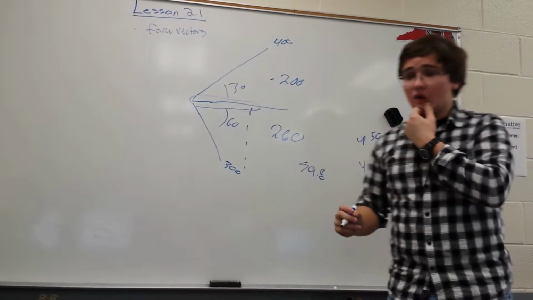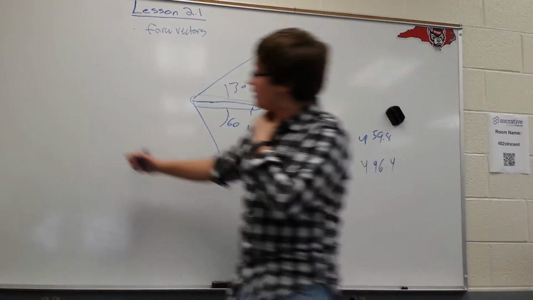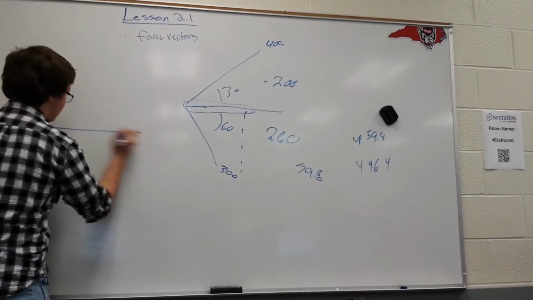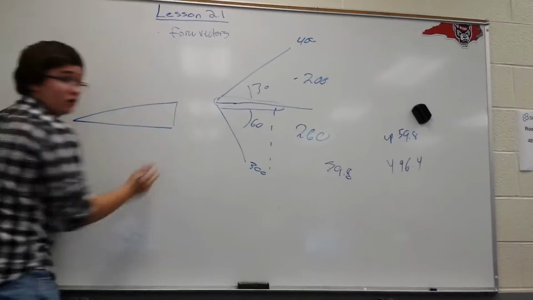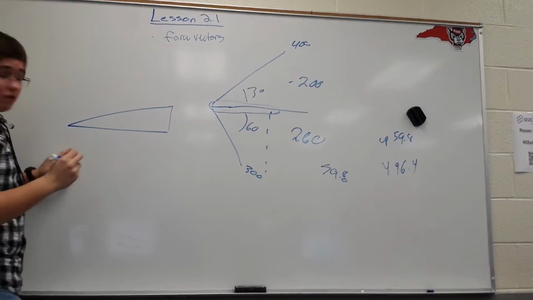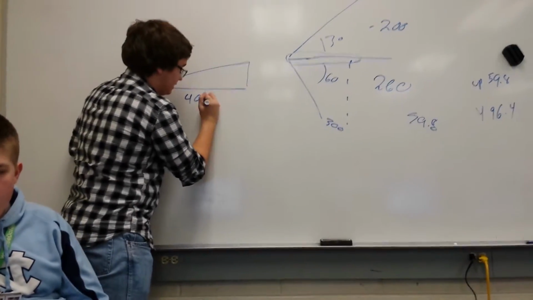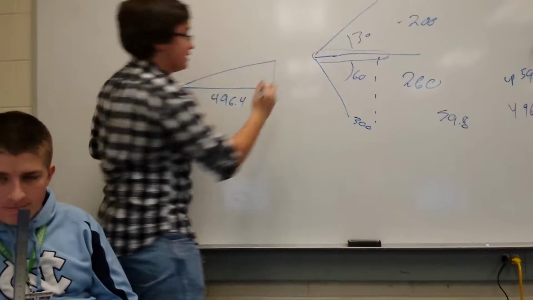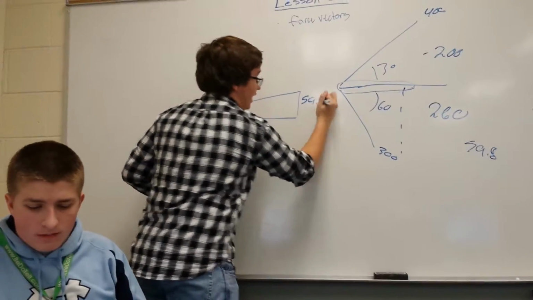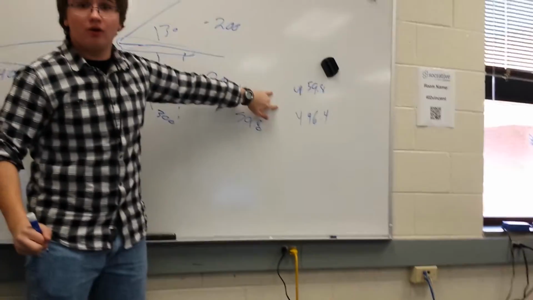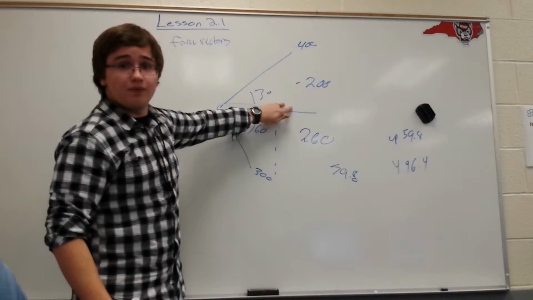So now we know that this accumulates into this. So this is 494, 96.4, and then this is 59.8. And we got these numbers from here because we learned them from here.